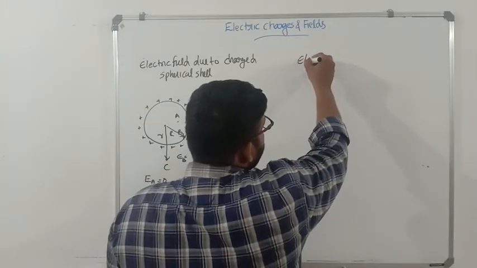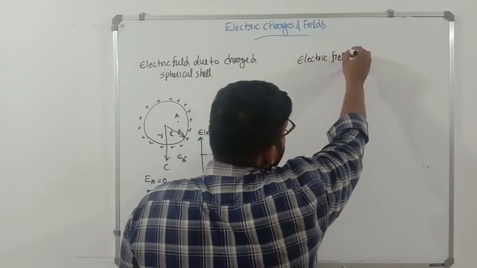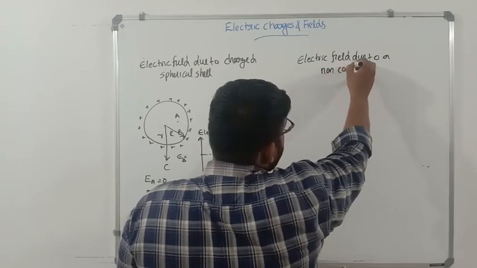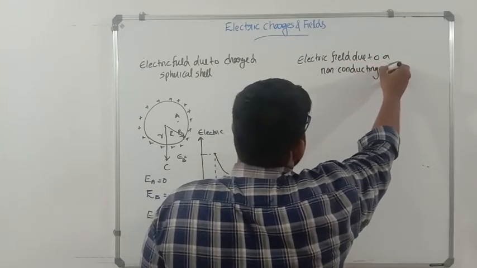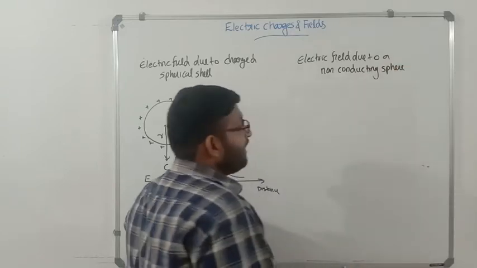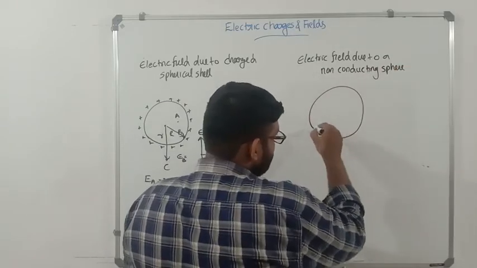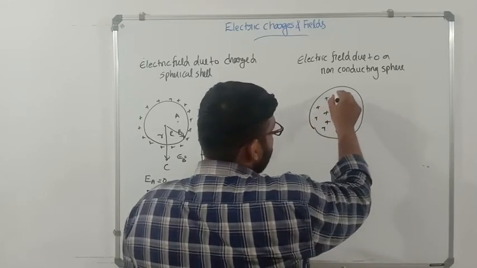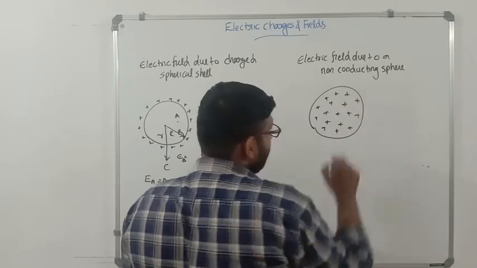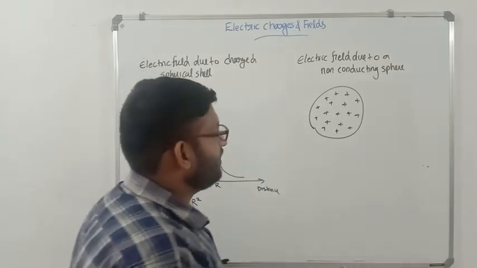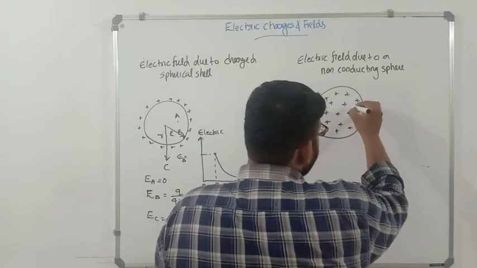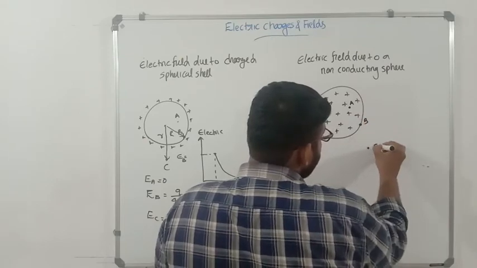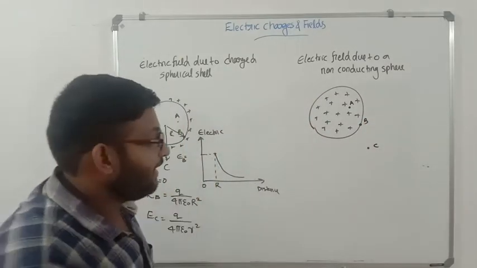Now electric field due to a non-conducting sphere. What is a non-conducting sphere? Where the charges present inside also. Charges seems to be distributed throughout the body, and these charges cannot be moved like in conductor. Now we need to find electric field. So what I am doing is I am keeping a distance, point A here, point B on the surface, point C outside. Now we will discuss this idea.